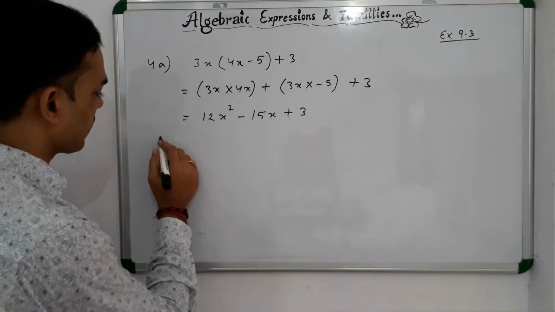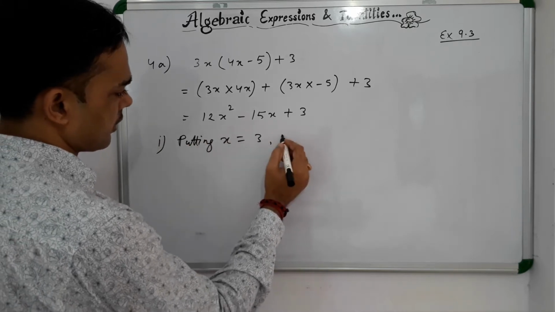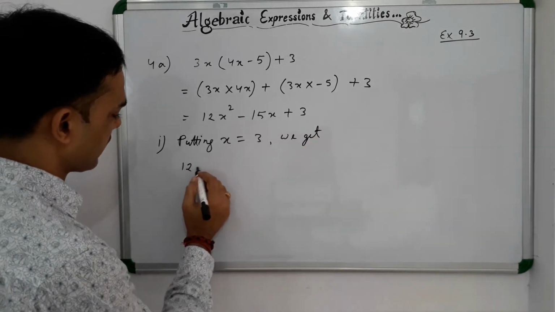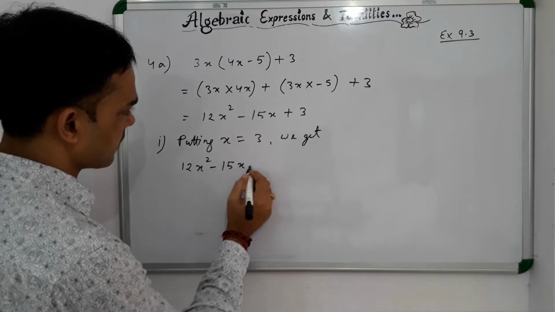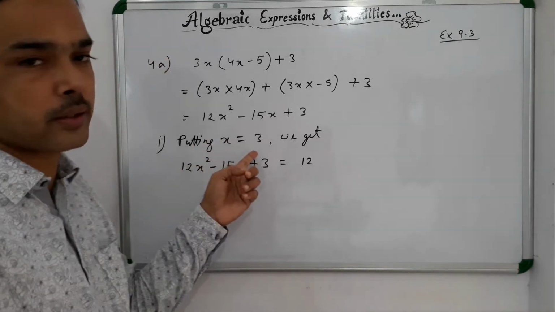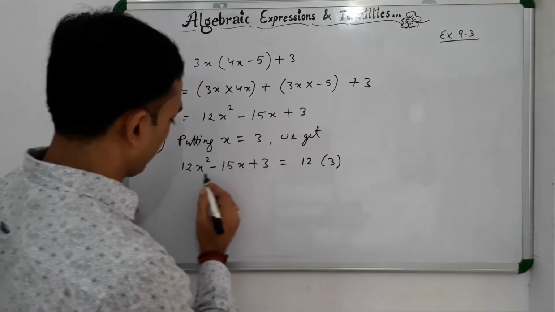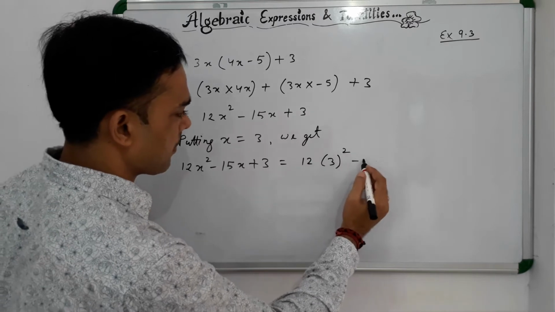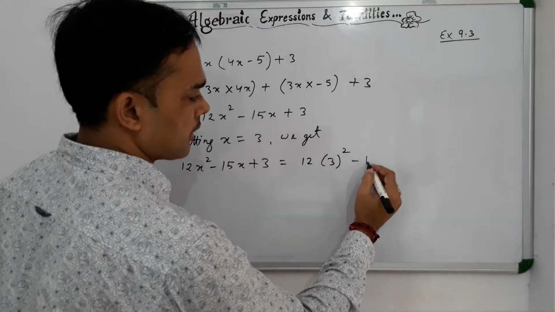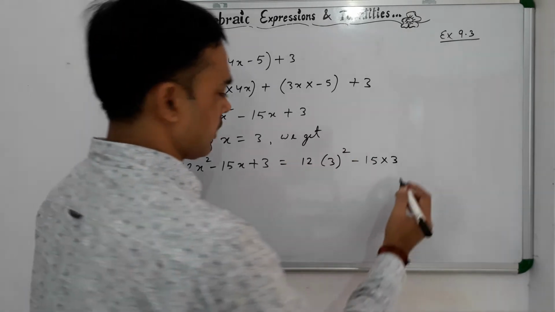Now let us put x equals to 3. What do we get? Let us see that. We have to put it in 12x square minus 15x plus 3, and in place of x we have to write 3. It is mentioned, so we will substitute the value of x as 3. So x square will become 3 square, minus 15x means 15 into x, so if the value of x is 3, it will be 15 into 3 plus 3.